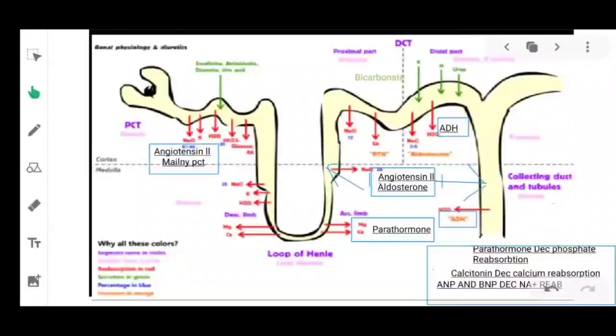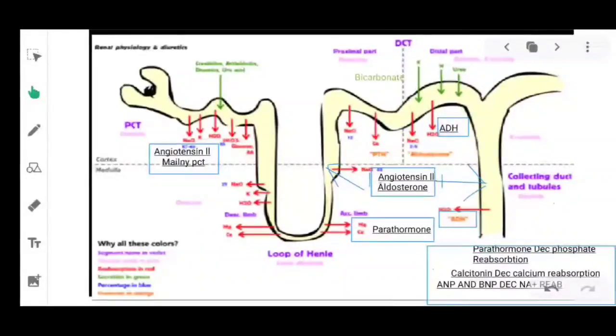Now, substances reabsorbed in the loop of Henle. Two substances are reabsorbed in the loop of Henle: sodium and chloride. Then substances reabsorbed from the DCT are sodium chloride, bicarbonate and water.